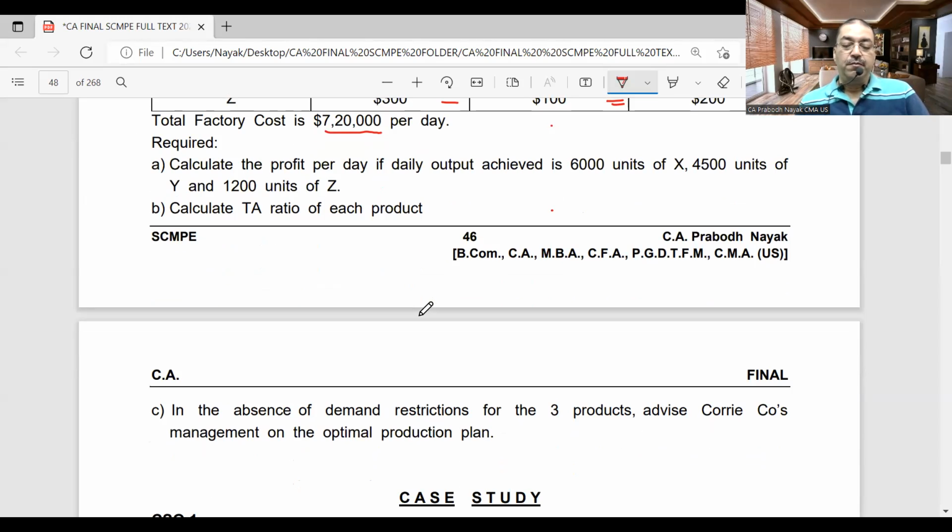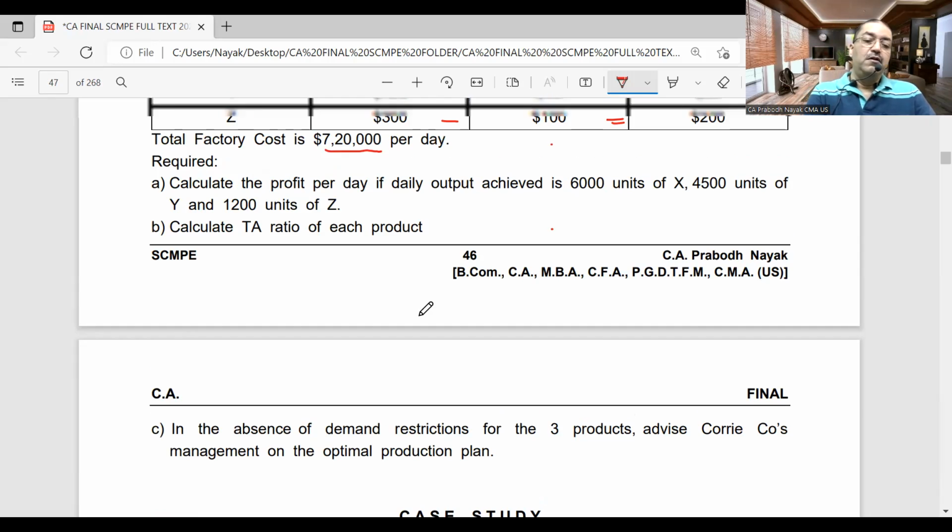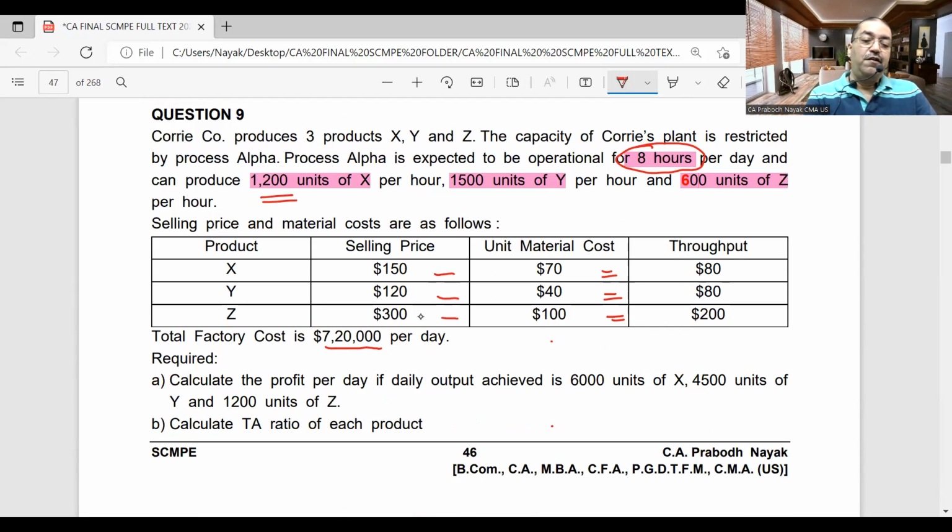Optimal production plan, not mix, but optimal production plan. Optimal production plan means that you want to maximize your production. But if you have to maximize your production, there is a restriction, there is a limitation, there is a constraint in your production activity. So first of all, that constraint has to be removed, that limitation has to be removed. Now, how to remove that limitation? That alpha process is there now, which is creating that restriction. So we have to remove the restriction caused by the limited capacity or the limited process of alpha.